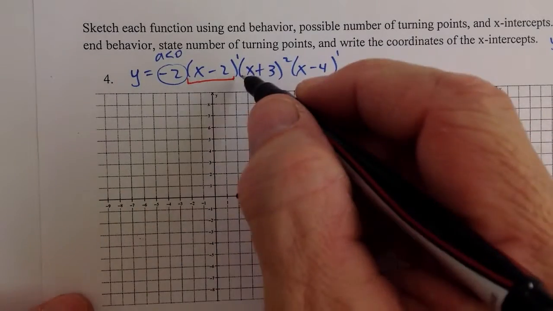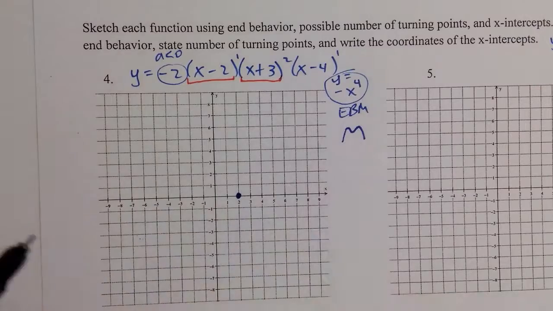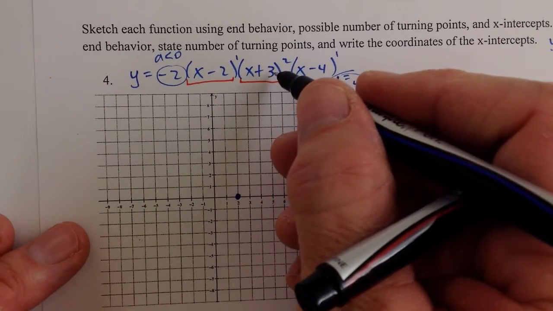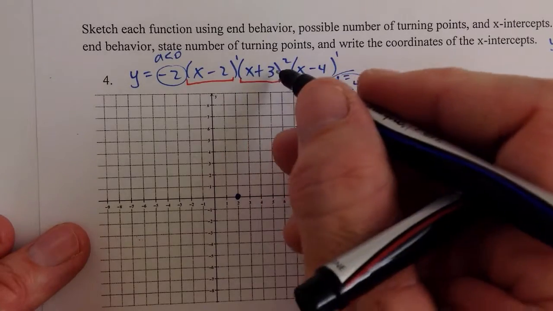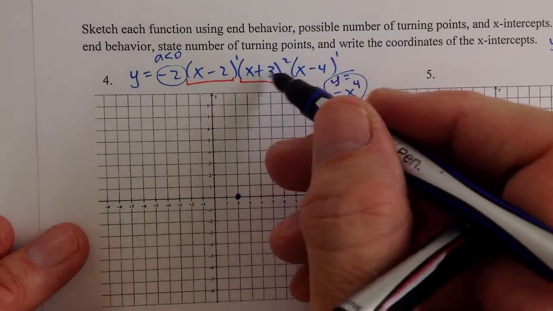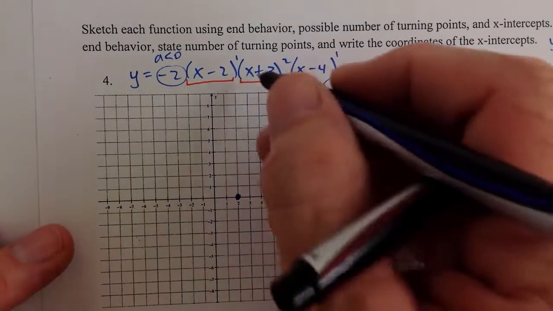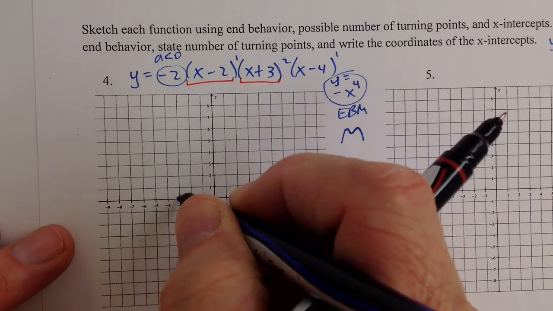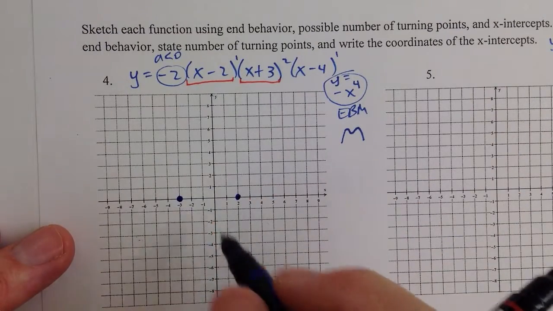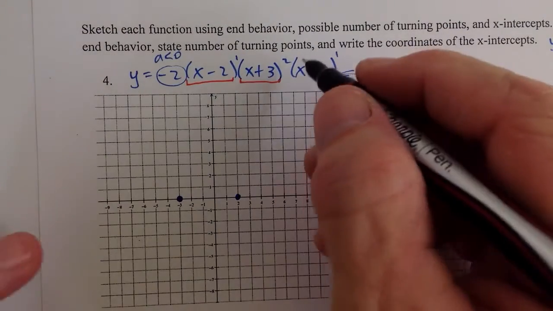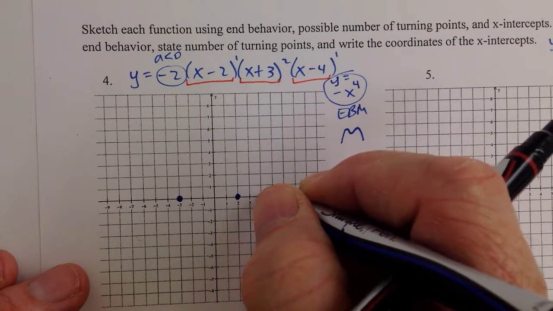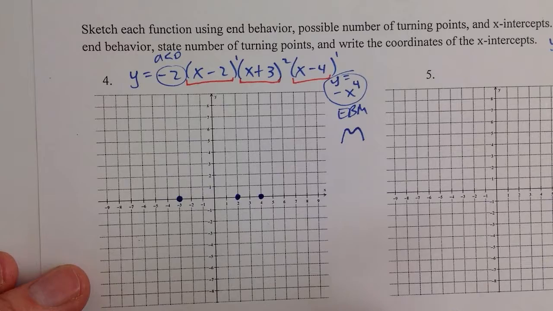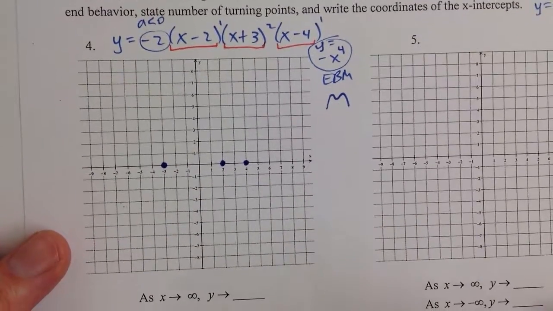If we have a factor of x plus 3, even though it's to the second power, it's still a factor. What value of x would make that factor equal to 0? Well, negative 3 plus 3 is equal to 0, so a factor of x plus 3 means we have an x-intercept of negative 3. And likewise, when we have a factor of x minus 4, it means we have an x-intercept of 4.